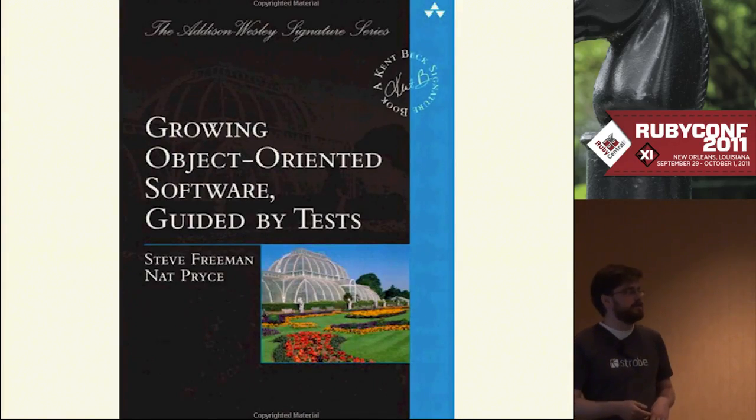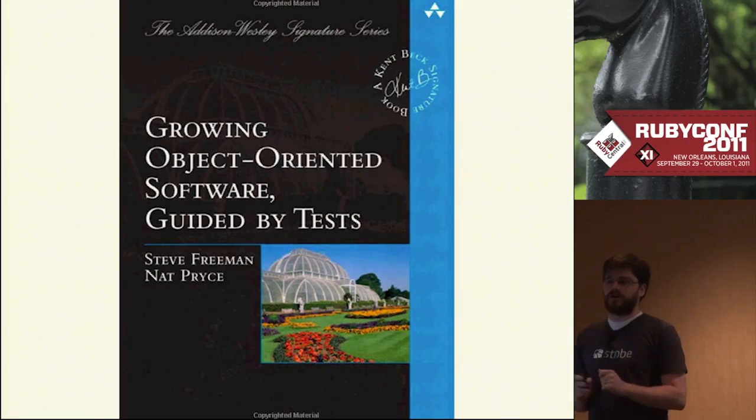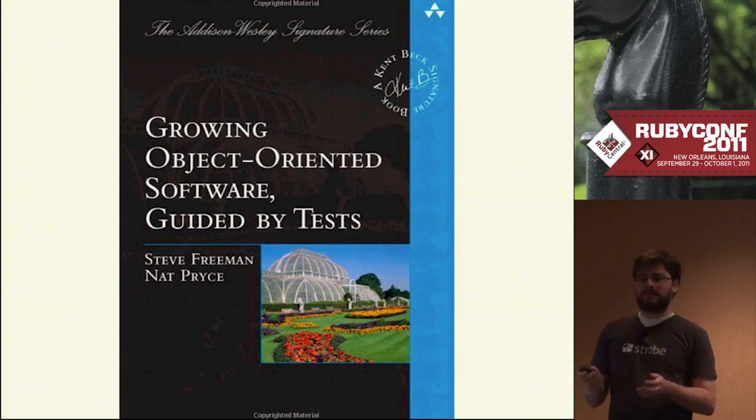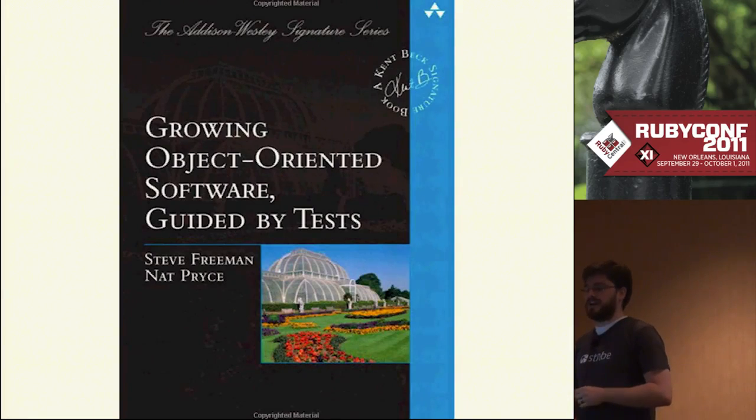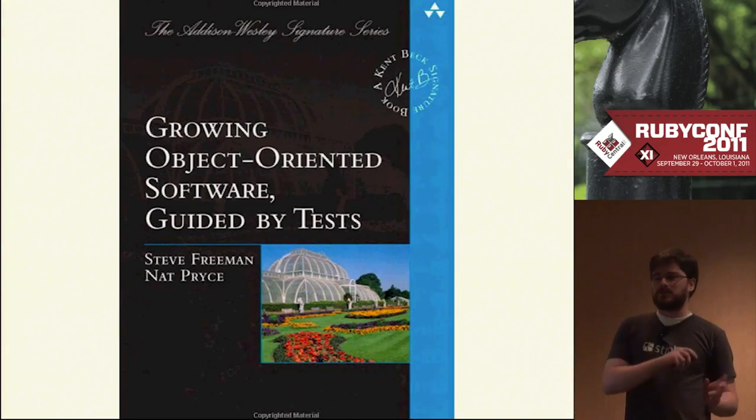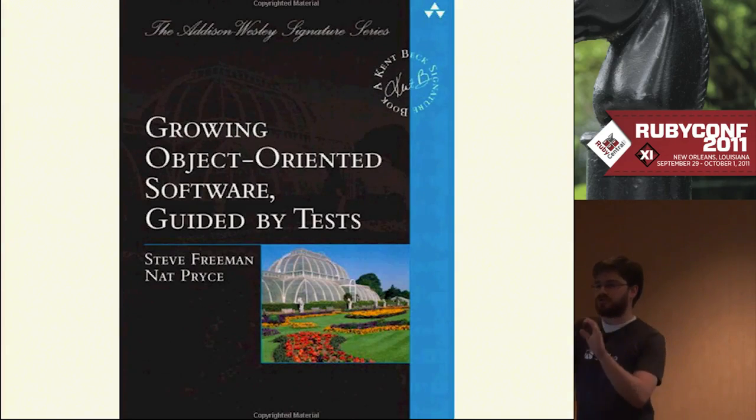This is the book that I think is probably the best book on mock objects, and if you haven't read it, you really should go and get it. It's called Growing Object-Oriented Software, Guided by Tests by Steve Freeman and Nat Pryce. These guys are the primary teachers. I'm just going to try to bridge the context today into Ruby.